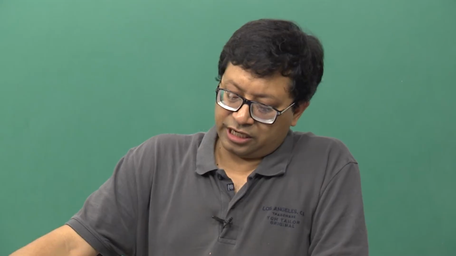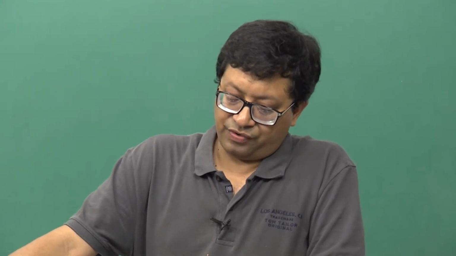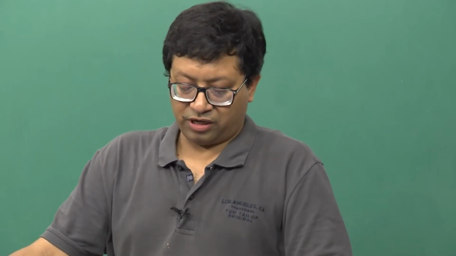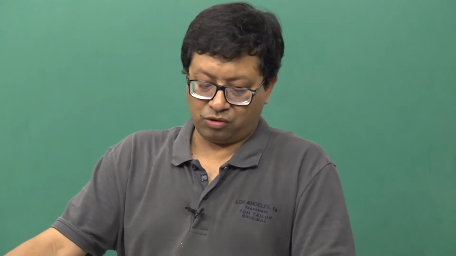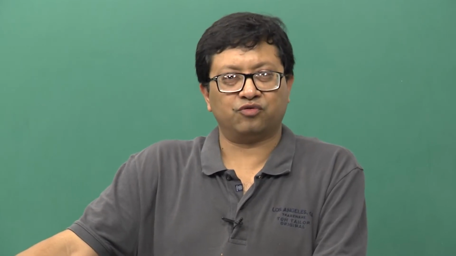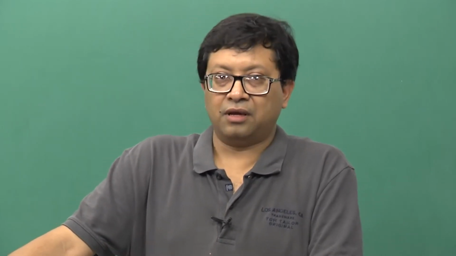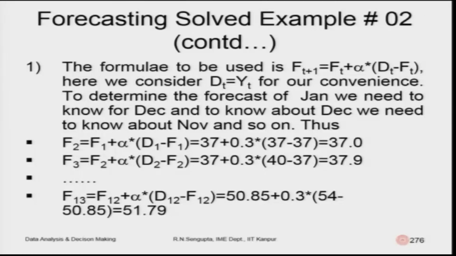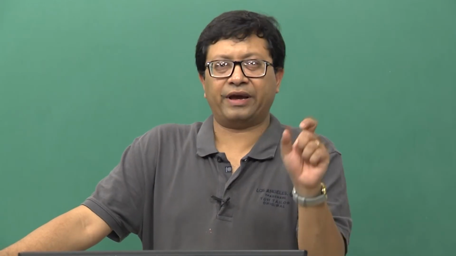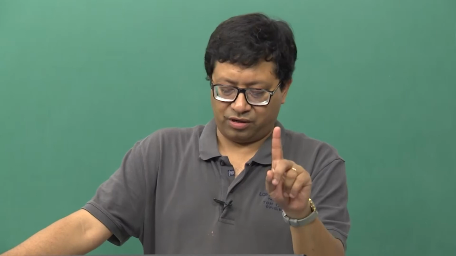We want to determine the forecast of January. We need to know December, and to know about December we need to know about November and so on and so forth. So, we will go one step at a time. Thus the formulas are like this. When you are projecting for F2, that is time period 2, F2 is equal to F1 plus alpha into the difference between the demand for time period 1 and the forecasted value of time period 1, alpha in the bracket D1 minus F1.